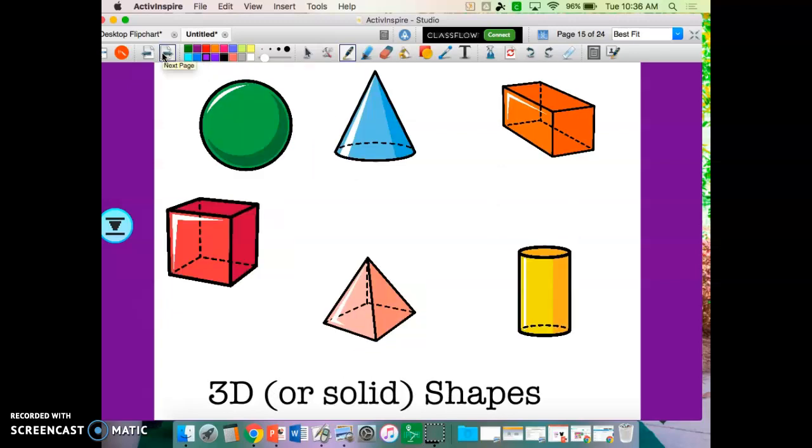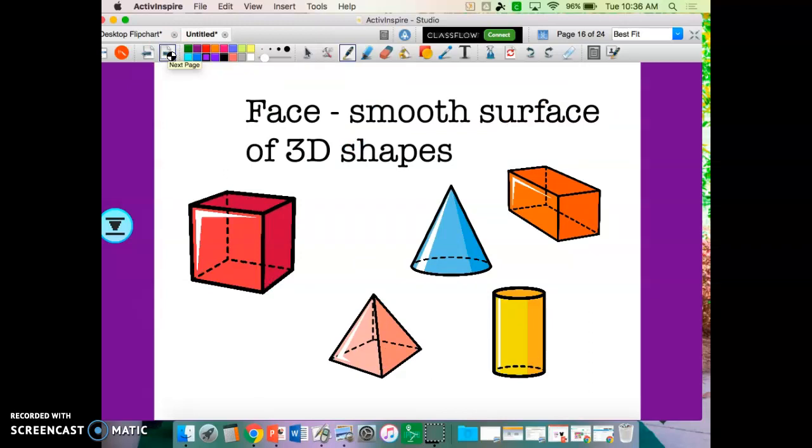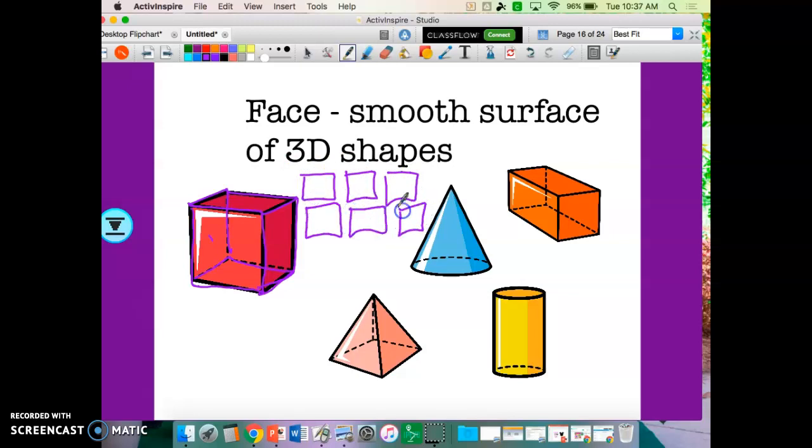Right, then we move into our 3D, or what we have called our solid shapes. To describe our solid shapes, we're going to identify them by their face, which is the smooth surface of the 3D shape. So when we look here, that would be a smooth surface. And you could see here would be another face, another one, another face back here, and then the top would be a face. So if I was to open up that cube, it would be made up of 6 squares, making the faces.